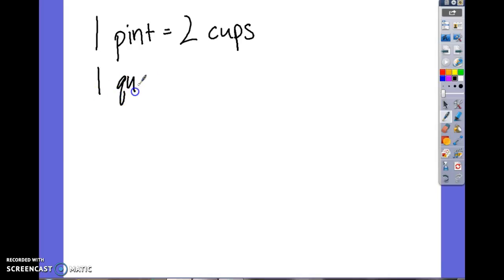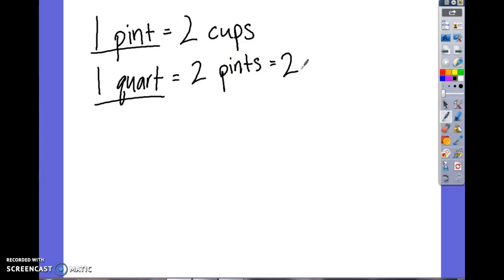1 quart, okay, equals 2 pints, which equals 4 cups. Okay, write this down on the back of your paper. I'm going to go quickly. If you want, you can pause this video at any point in time and then resume it. Okay. So 1 quart is 2 pints. 2 pints is 4 cups.